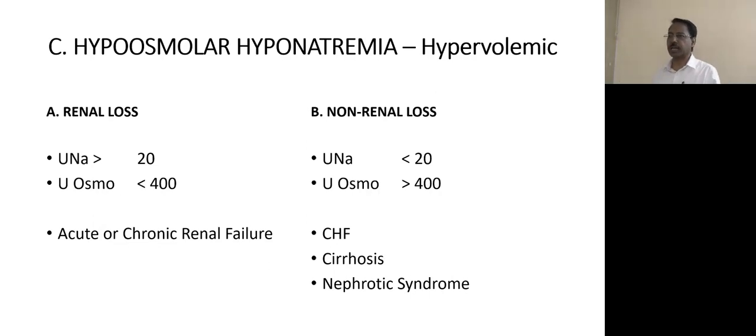Hypervolemic, where the fluid is high, it has to be one of the failures. So non-renal causes are congestive heart failure, cirrhosis, nephrotic syndrome, whereas renal losses are acute and chronic renal failure. Again, that is being differentiated using your urine sodium.